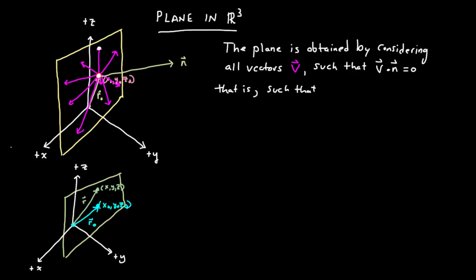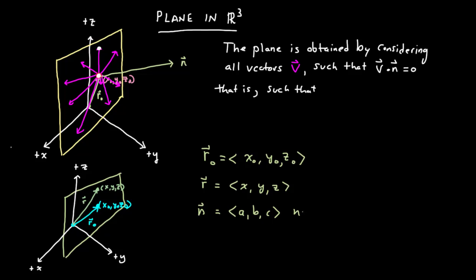Let's just come over here for a second. So r naught is the vector x0, y0, z0. The vector r is the vector x, y, z, representing all the points on the plane. And then our vector n, for generic sake, is the vector a, b, c. Remember, this is the normal vector.